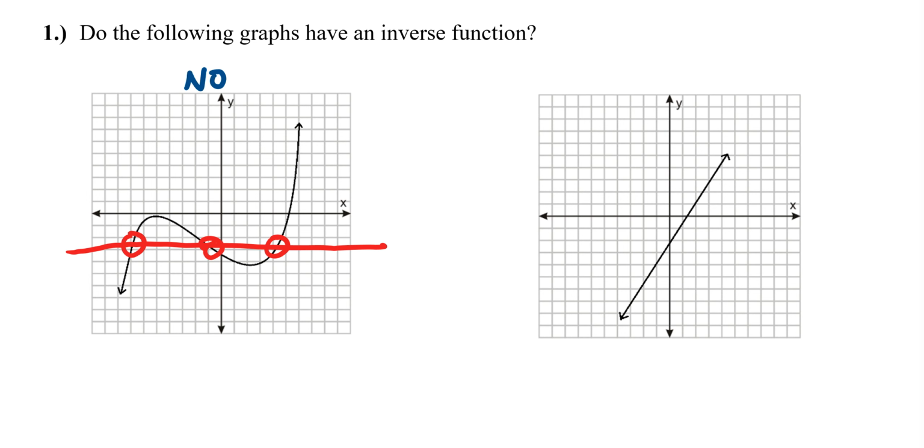For the second one on the right, no matter where you put a horizontal line, I'll put it up here, it doesn't matter where you put it, skim a horizontal line from bottom to top. No matter where you put that horizontal line, it only intersects once, which means it passes the horizontal line test, which means it does have an inverse function.